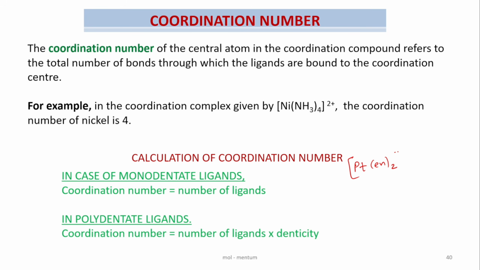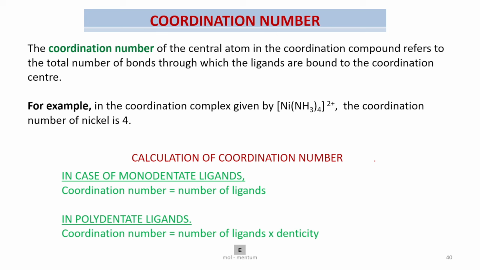If I write an example, suppose [Pt(en)2]2+. Now what is the coordination number? If you are writing 2, the answer is incorrect. Why is it incorrect? Because this ligand is not simple. This ligand is bidentate. en means ethylenediamine, so its denticity is 2. So denticity 2 multiplied by the total number of ligands, 2, so the coordination number will be 4. So 4 is the correct answer.